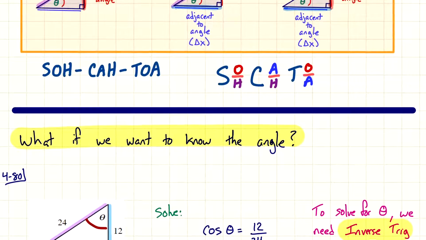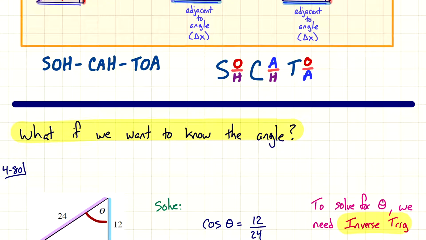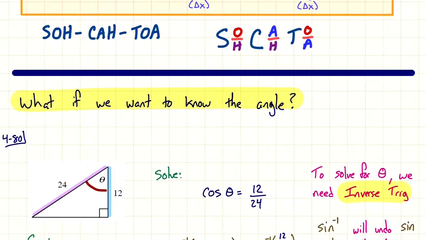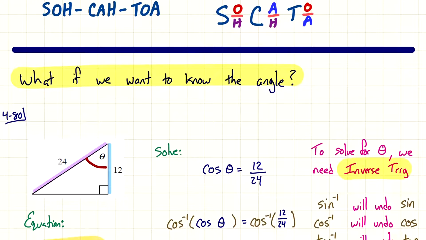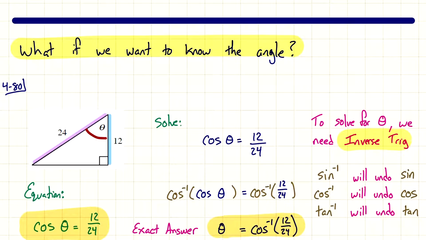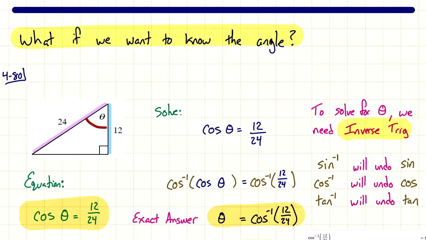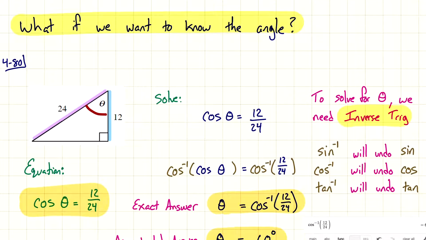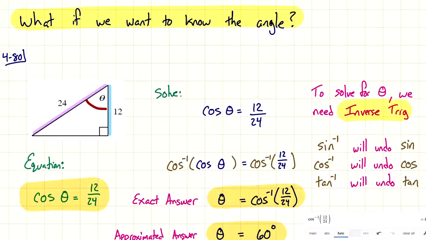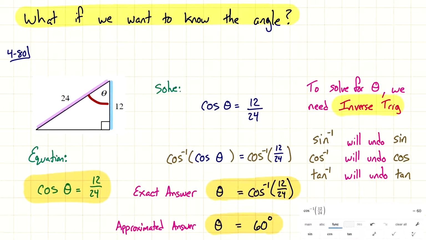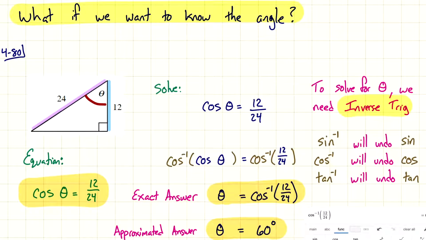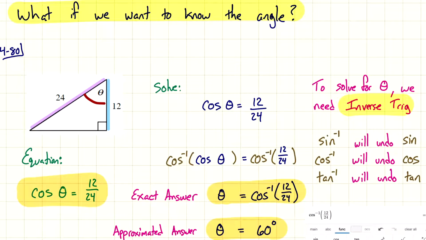So now we're going to address the issue of, well, what if we want to know the angle measurement? In all the previous examples, we've known the angle and we've been looking for a missing side. In this situation, we know two of the sides of a right triangle, and we could very easily find the third side using the Pythagorean theorem. So the sides are not the issue. The issue is we don't know the measurement of the angle.